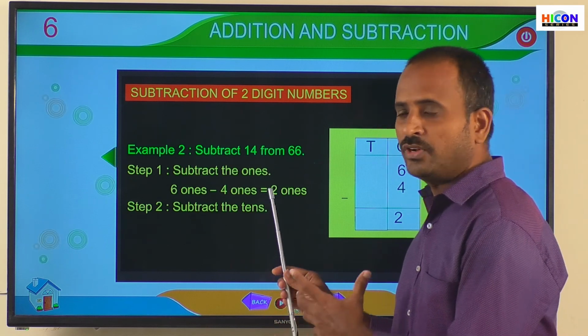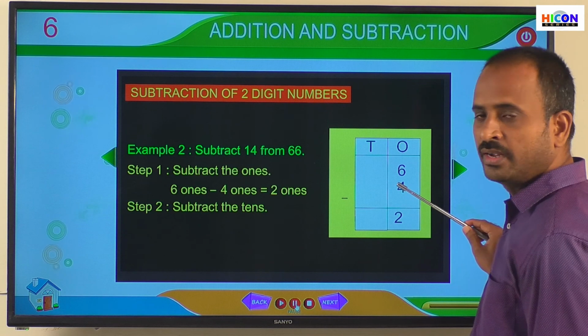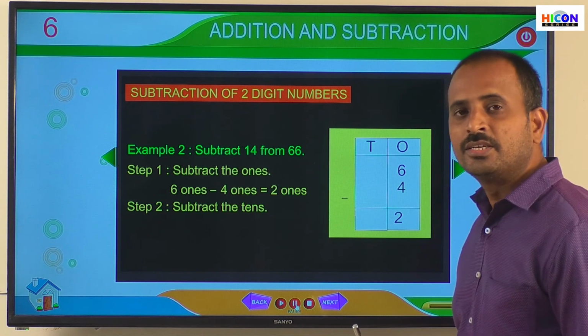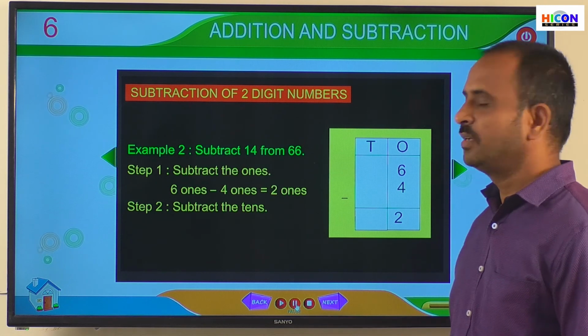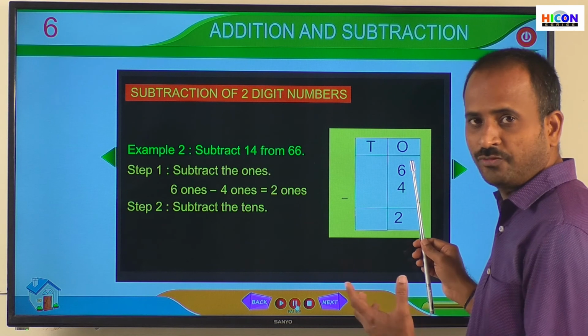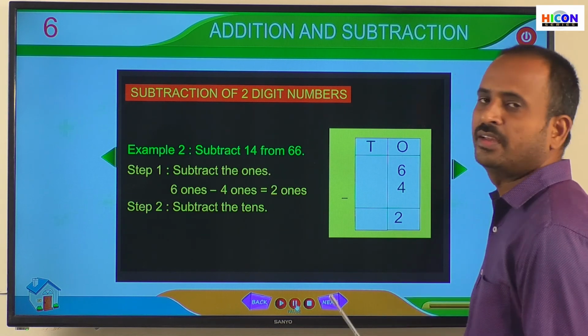So that's why first you have to write the ones places, that is 6 and 4, and subtract the ones place. So subtract the digits present in the ones place first. That is 6 minus 4. Please open 6 fingers of your hand and close 4 fingers and write the remaining fingers here.